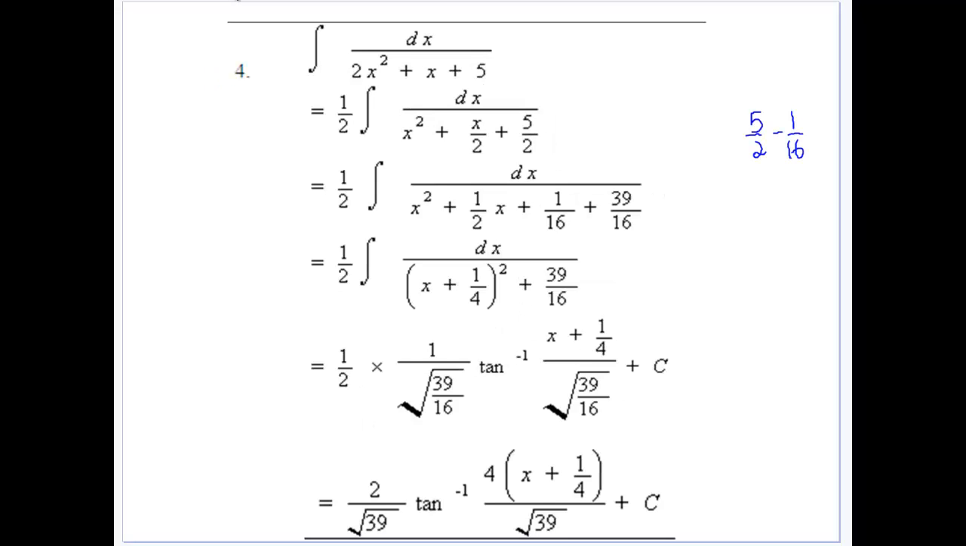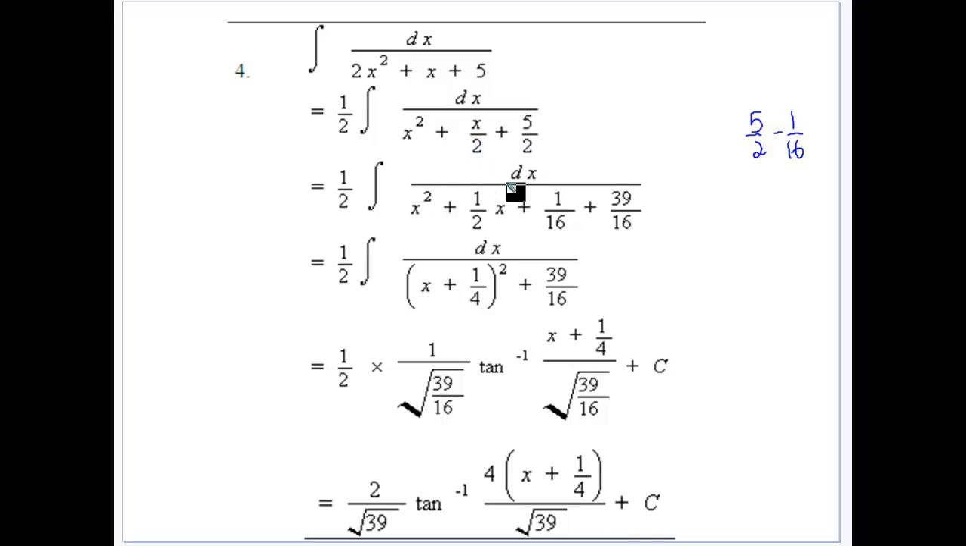The last one here is a little bit harder to get that perfect square. Again, we look at the discriminant, 1 squared minus 4 times 2 times 5, and it won't be able to factorize. So then we ask, can we get a perfect square on the bottom and come down to an inverse tan function? Well, we can, with a little bit of work. Have a look. We factorize a half out, so 2 in the denominator. We do that because we can't get a perfect square with the 2 in there. So we get x squared plus x on 2 plus 5 on 2.